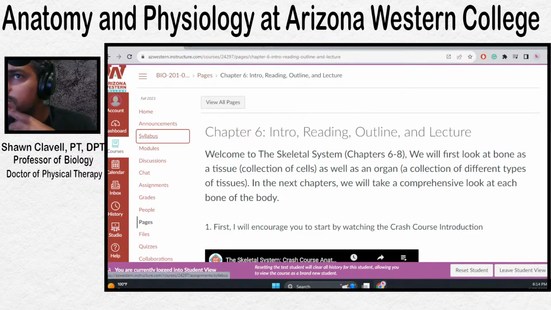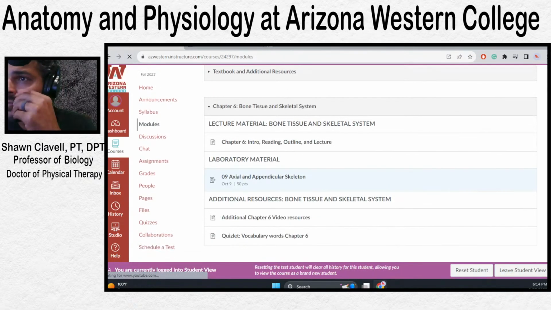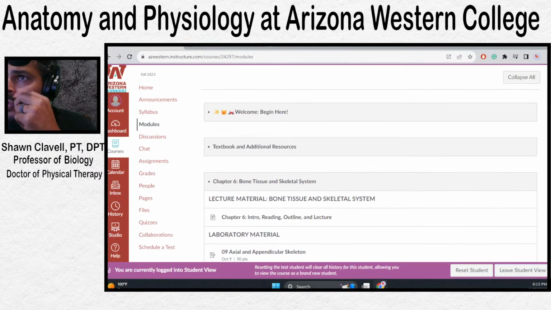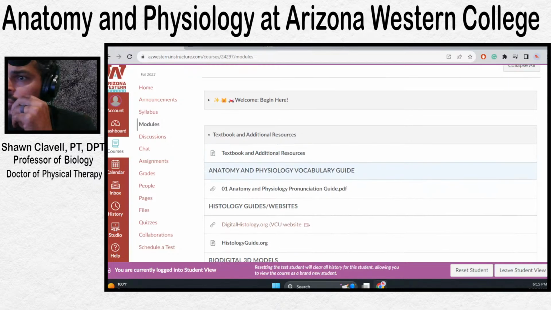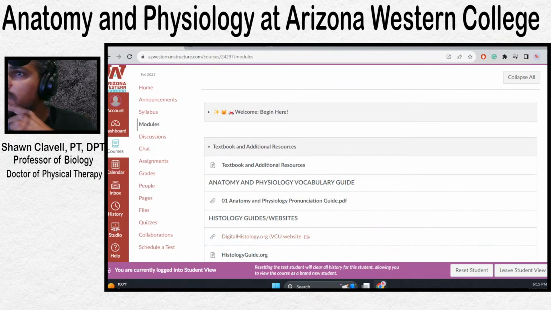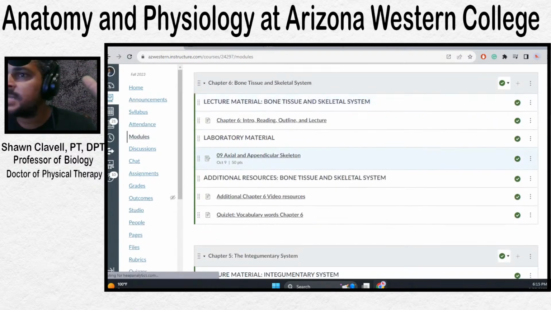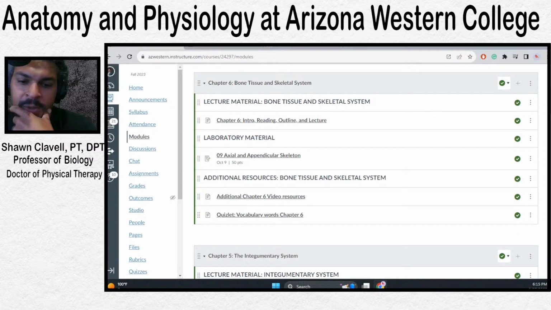If we go to modules, textbook and additional resources, histology guides and websites, appendicular skeleton. Let's do this. I'm going to add it right now. I'm going to add this resource. It's going to be called skeletal system. And what you'll see is that it'll have a list of many of the structures related to the skeletal system that you should be familiar with. Let me see where this is.